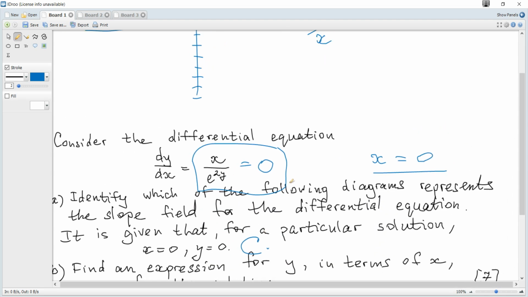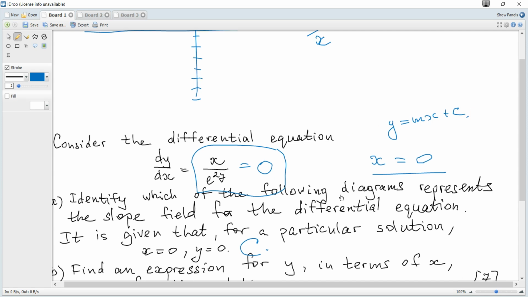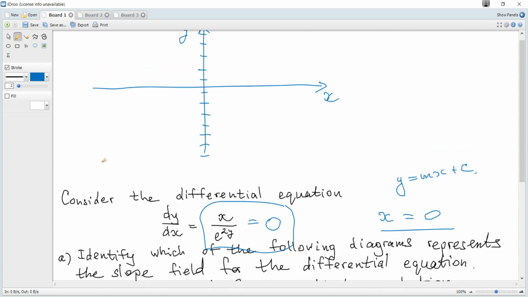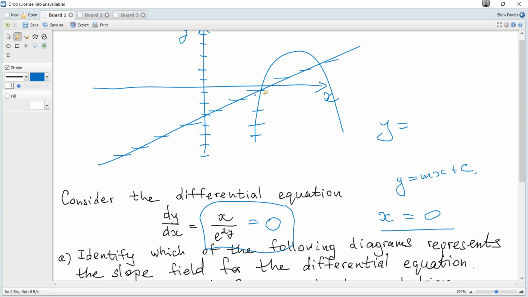And in general, a solution to dy over dx being 0 may be of the form y is mx plus c. So you may just plot a line, and everywhere on this line there must be horizontal tangents. Or the solution may be of the form x squared plus bx plus c, and the graph is a parabola. So you plot a parabola, and everywhere on this parabola there must be horizontal tangents.